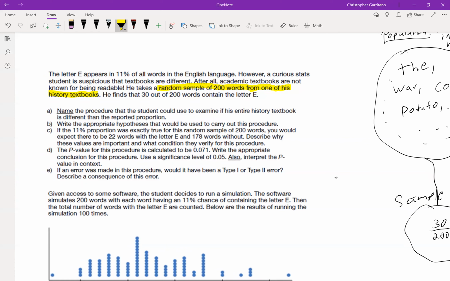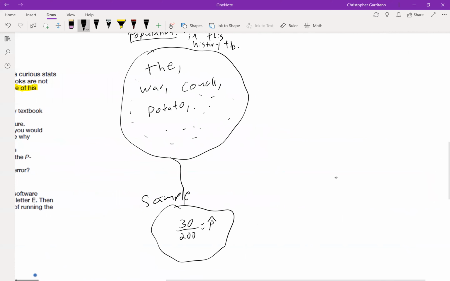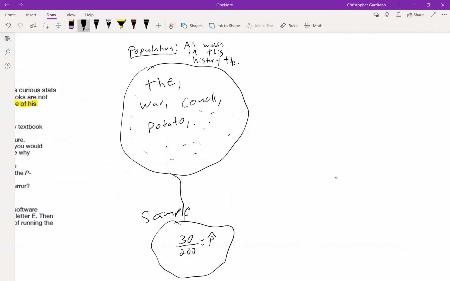Now, part A: name the procedure that the student could use to examine if his entire history textbook is different than the reported proportion. So basically, let's define our parameter first. You don't necessarily need to do this to answer this question. I'm just trying to give you a little bit extra detail so you really fully understand what's going on and how it connects to everything we learned throughout the year.